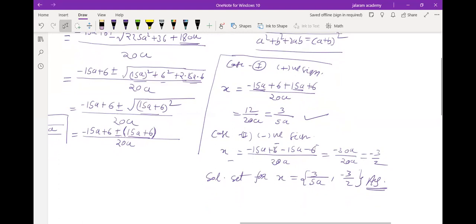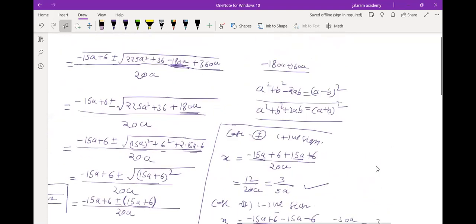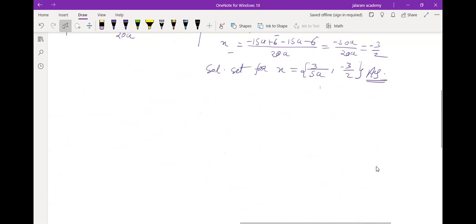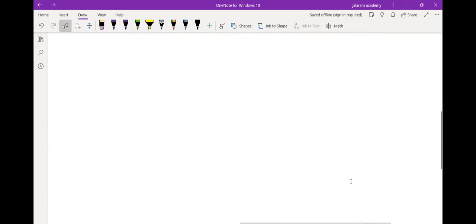So when we cancel this 6 and this 6, they will be cancelled out. So minus 15a becomes minus 30a over 20a, a cancelled out and 0 cancelled out. So value of x is minus 3 by 2. Is that clear to you? So the solution set for x equals to, first answer is 3 by 5a and second answer is minus 3 by 2. Is that clear to everyone? Any other doubt in sheet?